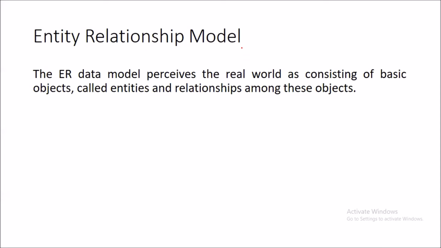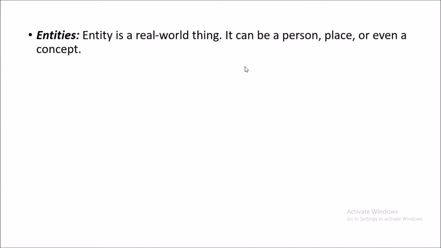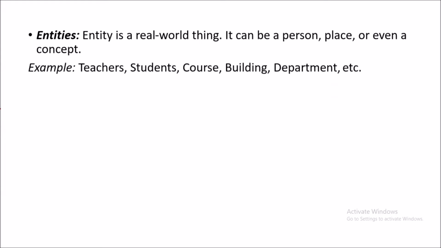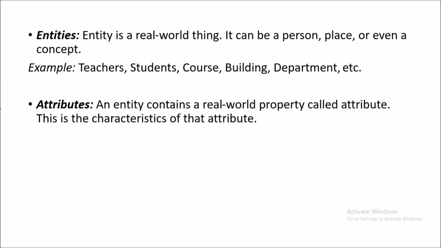The ER data model describes the real world as consisting of basic objects called entities and relationships among these objects. So first, what are entities? An entity is a real world thing that can be a person, a place, or even a concept. For example, teacher, students, course, building, department, etc. These are entities.